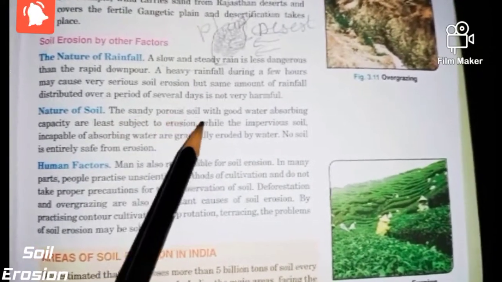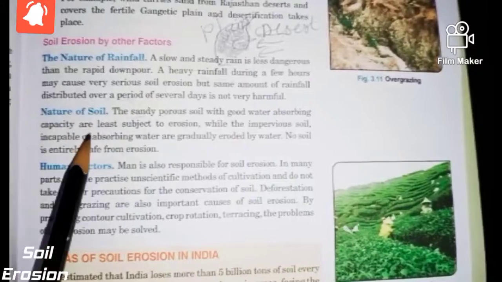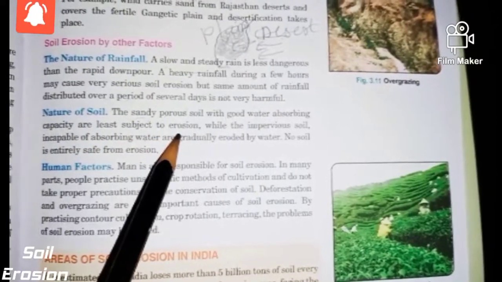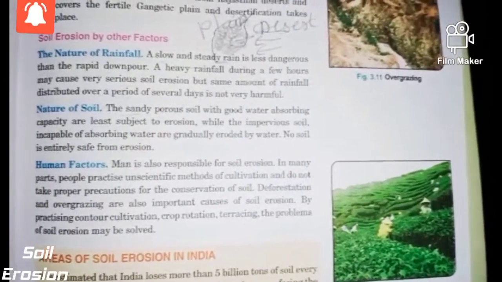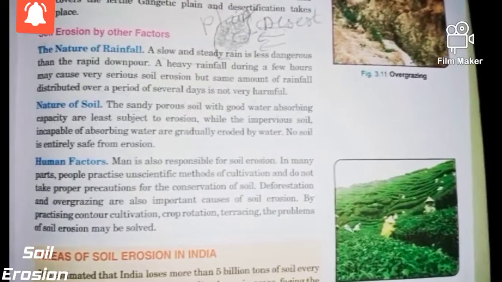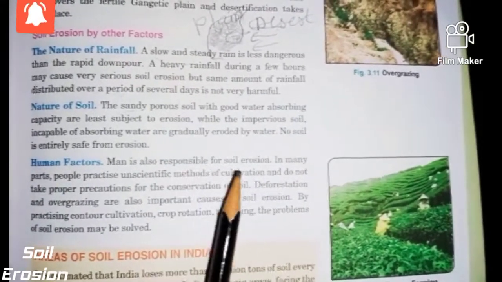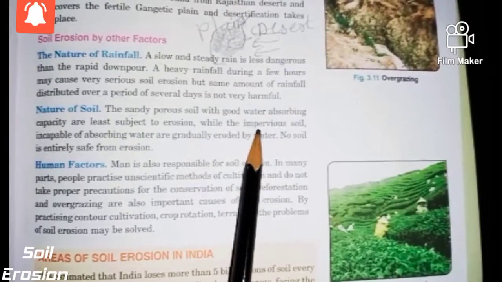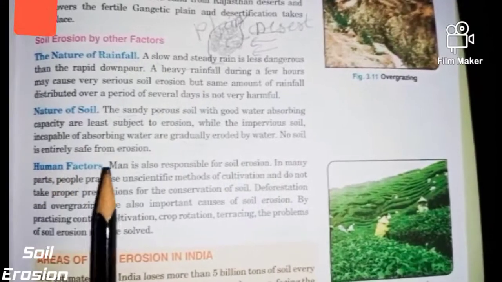Nature of soil. In the sense that some soil is sandy, which is very porous, and with a good water absorbing capacity is least subject to erosion. Means the soil which is sticky, whose capacity of holding water is more, is least prone to erosion. But soil which is impervious, very loose, incapable of absorbing water, just like desert soil, is gradually eroded by the water. So no soil is entirely safe from erosion.